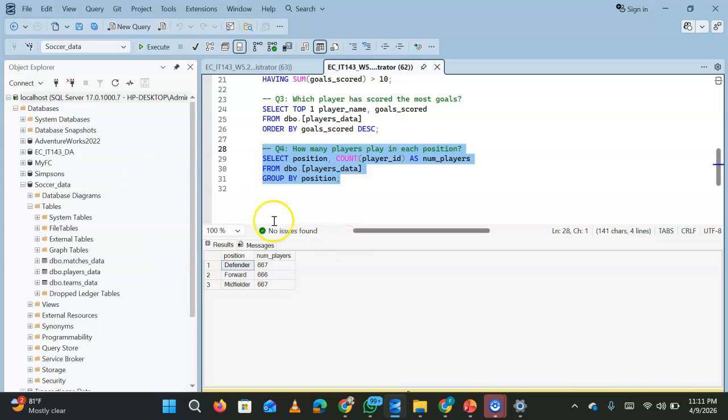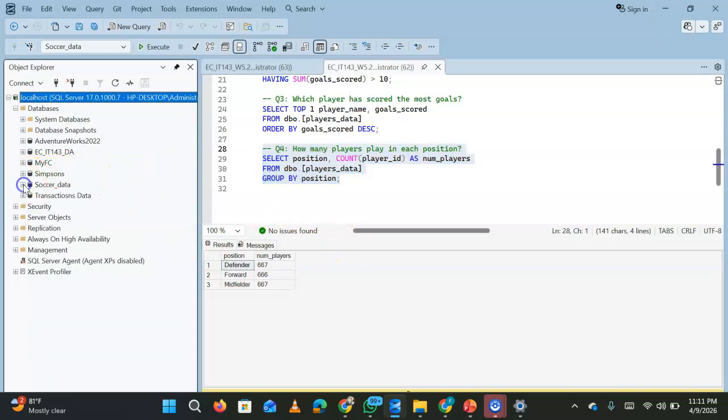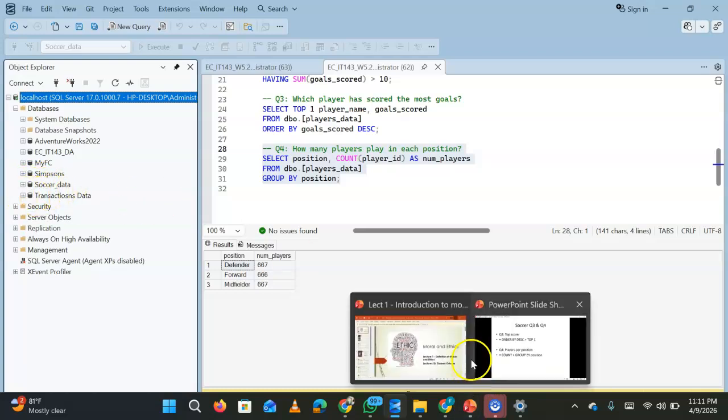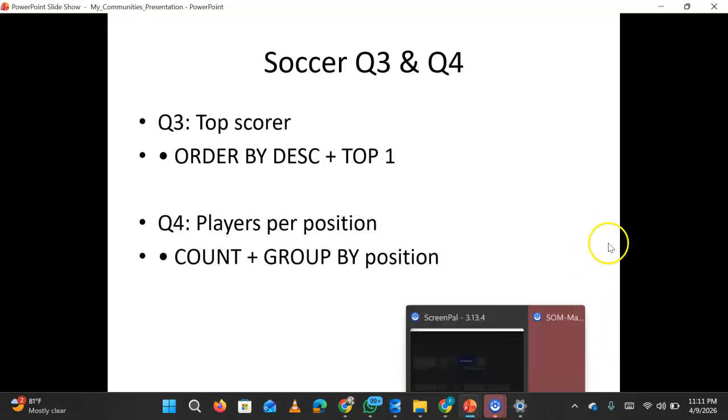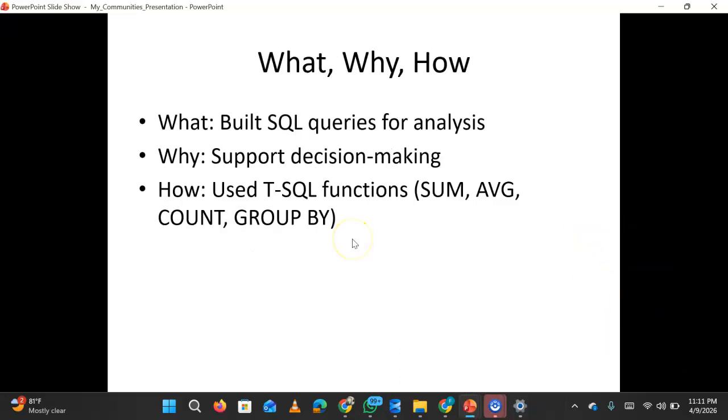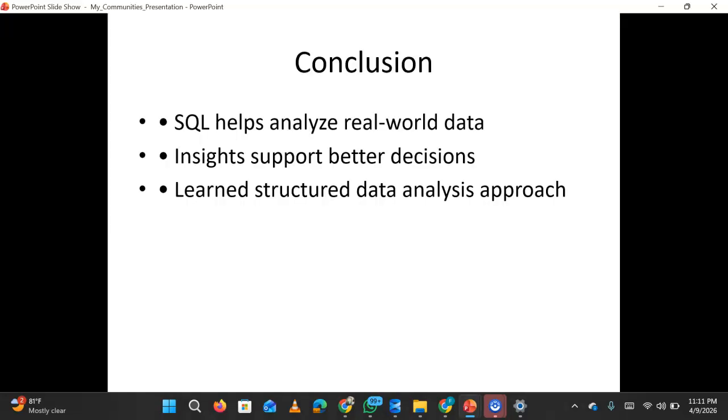Okay, so thank you very much. This is my presentation for my two communities, the soccer data and the transaction data, alongside my presentation. So I'll be submitting it. Thank you very much.